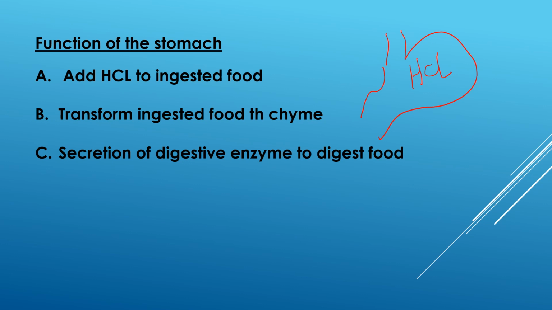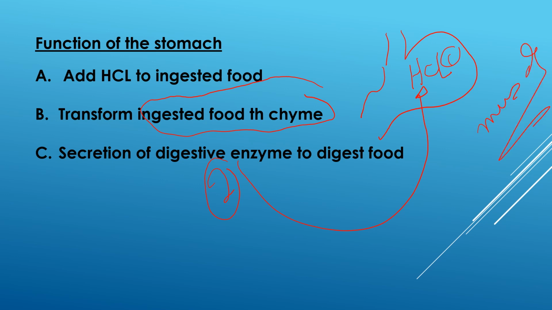And also, not only HCl, it also will secrete digestive enzymes. So it has two functions. First one is secretion of HCl. The second one is mixing with digestive enzyme. And in order to mix the food with this, to make a chyme. What is chyme? It is a very soft digestion of our swallowed food. So it must have a muscle in order to mix this food.